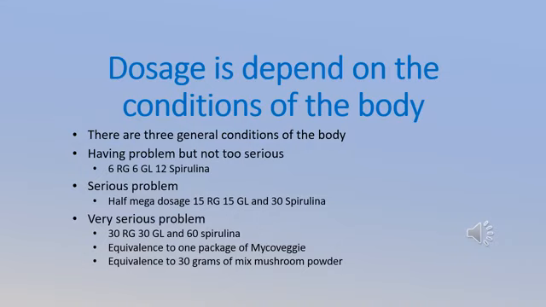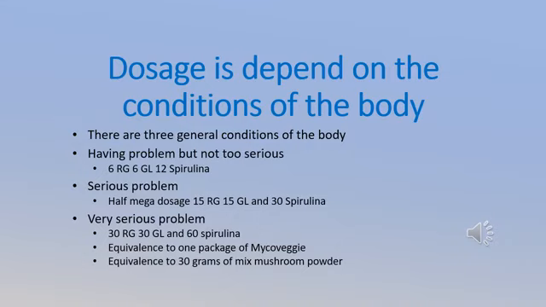So when we treat the body, there are only 3 conditions. First is a general condition. They're having a problem but not too serious. Then normally we take 6 Rg, 6 Gl and 12 spirulina. Spirulina is also helping. Sometimes those people can even skip the spirulina, or you can take 6 spirulina. The spirulina is not so critical, but Rg and Gl are critical. So you take 6 Rg, 6 Gl, and 6 to 12 spirulina.